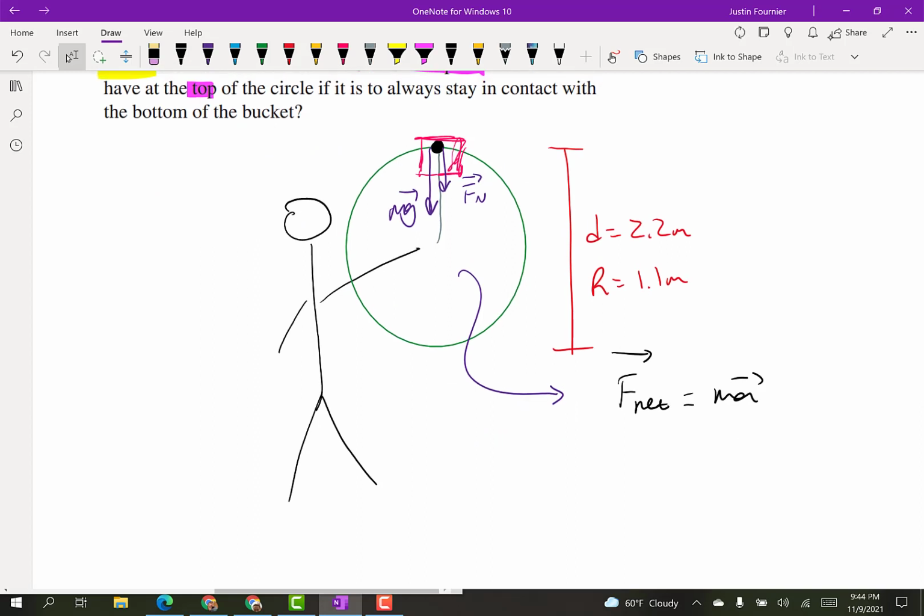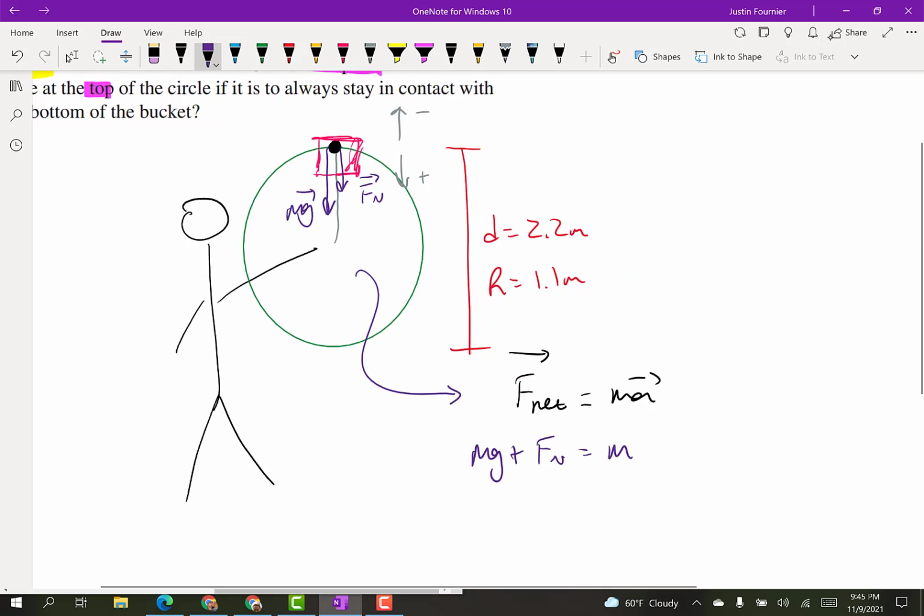Again, remember, if we have a circle, the best way to do this is to make the center of the circle the positive direction. So that means downward is going to be the positive direction and upward is going to be the negative direction. So both of these forces, the normal force and the weight, point in the positive direction. So it's going to be mg plus the normal force is equal to the mass times the acceleration. But I'm moving in a circle, and we know that things moving in a circle have a centripetal acceleration, and the acceleration is v squared over r. So I'm going to replace the acceleration with v squared over r.